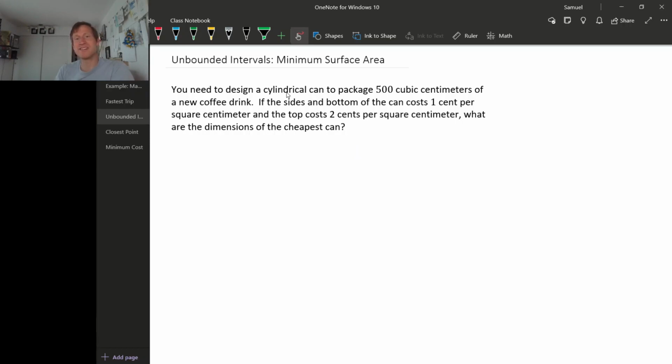So suppose we need to design a cylindrical can to package 500 cubic centimeters of some new coffee drink. If the sides and the bottom of the can cost 1 cent per square centimeter and the top of the can costs 2 cents per square centimeter, maybe the top of the can has to be a little stronger, so it's a little more expensive to produce. What are the dimensions of the cheapest can? We don't want to spend any more on the packaging than we have to. We want to deliver our delicious coffee drink instead.